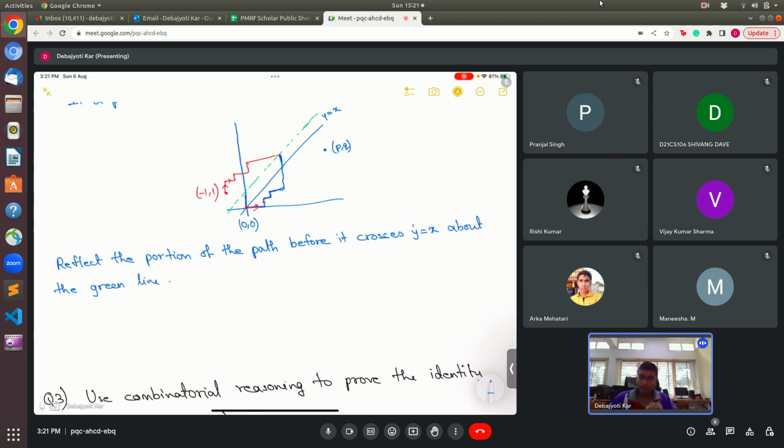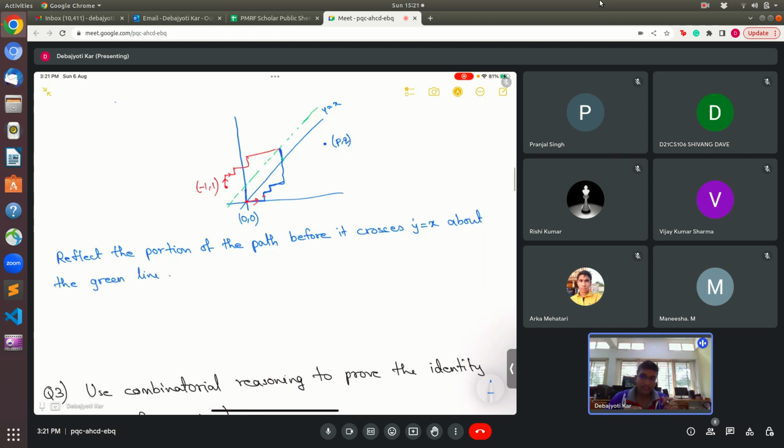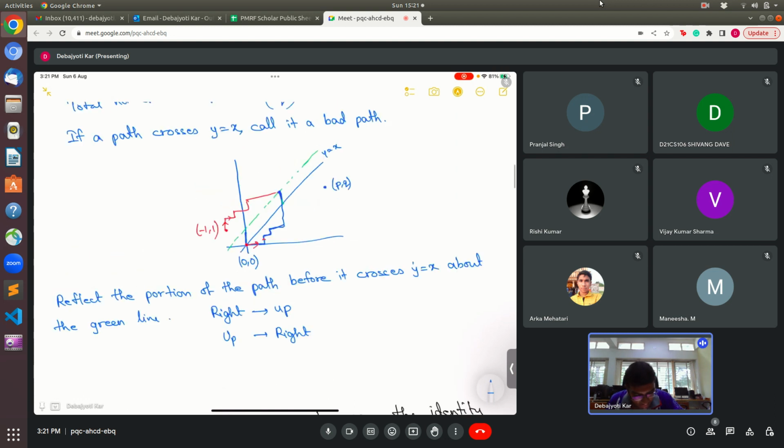Okay, so we have reflected this portion, and as a result, right and up moves swap each other. So a right move now becomes an up move, and an up move now becomes a right move. Okay, and after this point, whatever path we had taken, we continue with that.